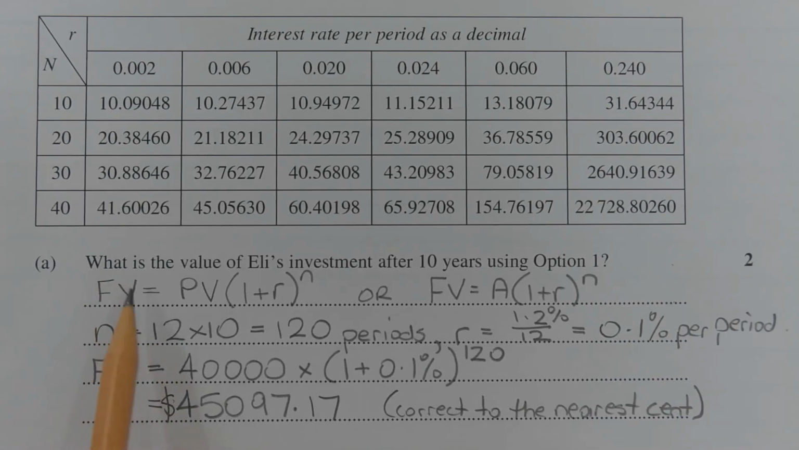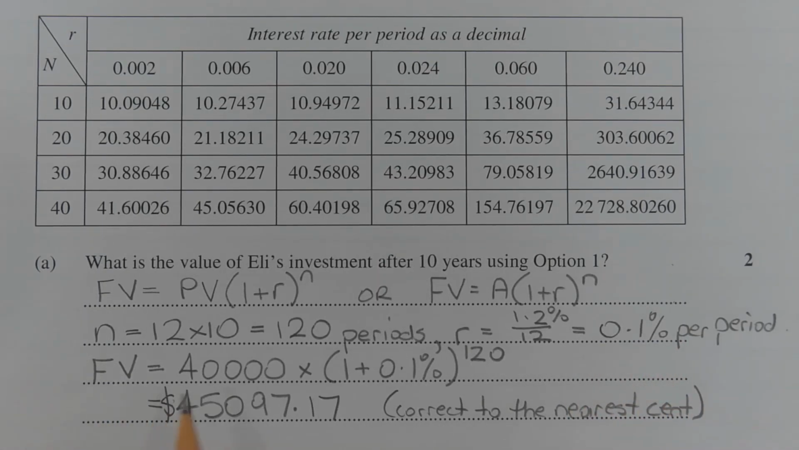FV represents the future value of the investment after n compounding periods. N is the total number of compounding periods, and R represents the interest rate per period. Now in this case, N is equal to 12 compounding periods per year times 10 years, which equals 120 periods in total, and R is the interest rate per period, which equals 1.2% per annum divided by 12 compounding periods per year, which equals 0.1% per period.